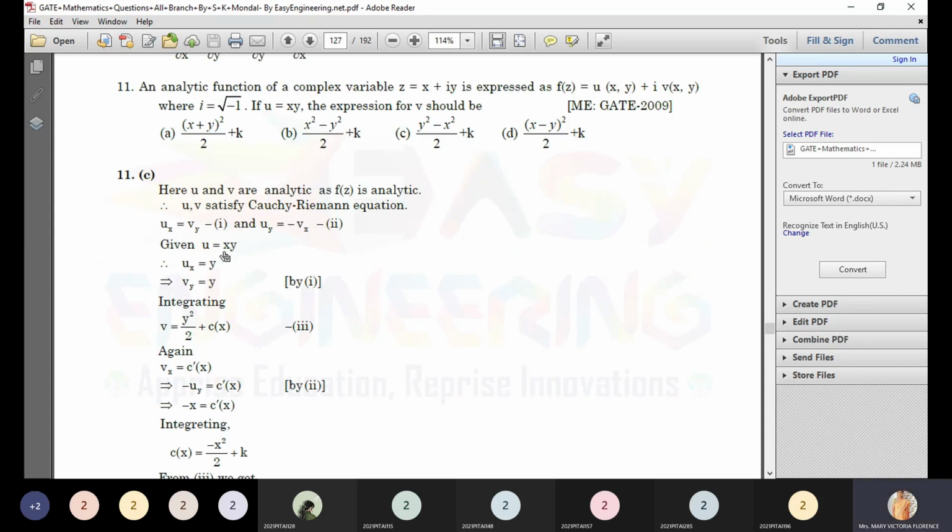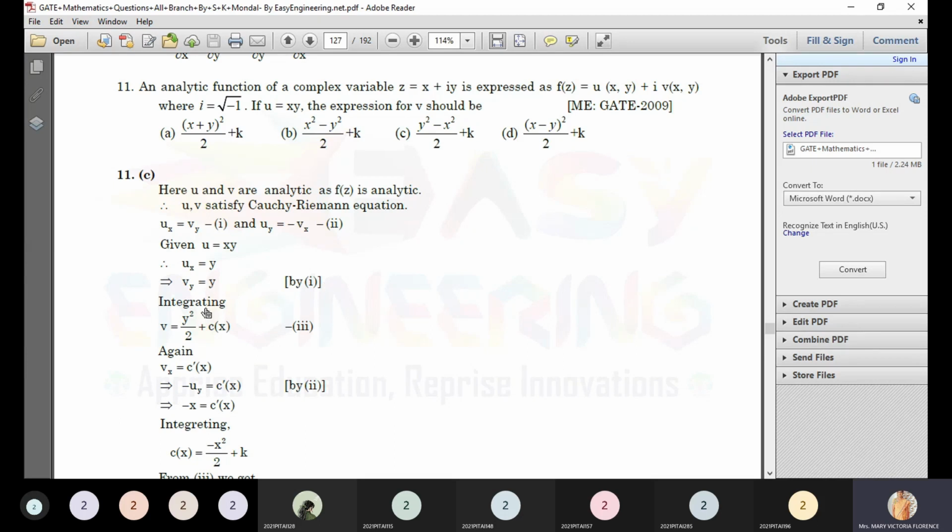Now u equal to xy, uy. What is uy? Uy is x, and vy. What is the value of v here? V is not given. But by the CR equation, ux and vy are the same. So automatically ux equal to y, and vy takes the value y by equation 1.